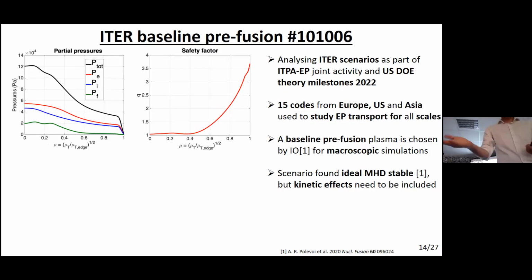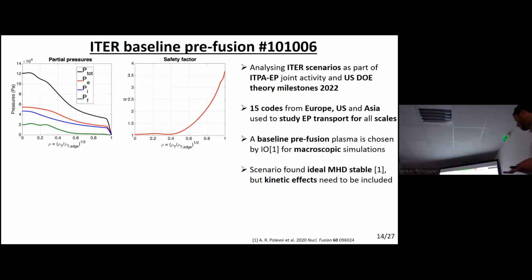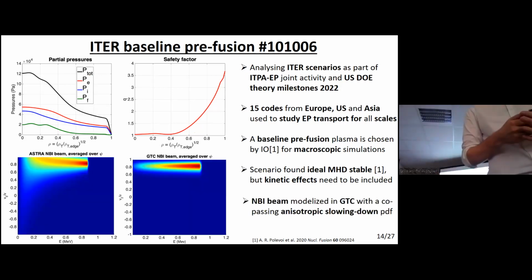This scenario was found ideal MHD stable by ITER, but that is in the ideal MHD limit. So we do need to include the ion kinetic effects also to extend this stability work. To do that, we have been given a distribution by the ASTRA code, in energy and v-parallel space, averaged over the entire torus, to be simple.